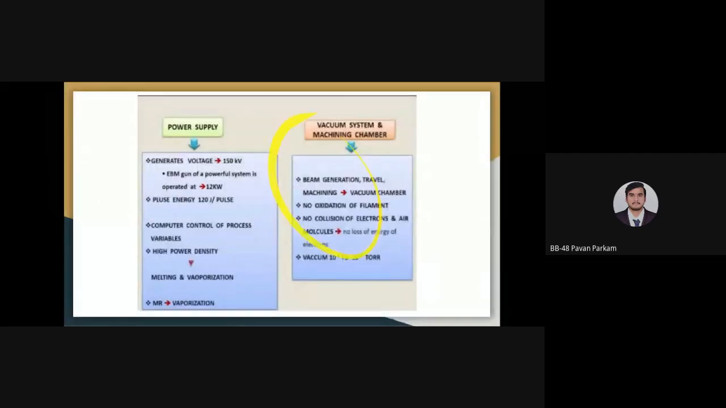Now the third one is the vacuum system and the machine chamber. Already I told you this machine chamber is a vacuum. As the beam travels through the machining chamber, it may collide with air molecules. To avoid the collision of this electron beam with the air molecules, the machining chamber is made vacuum.